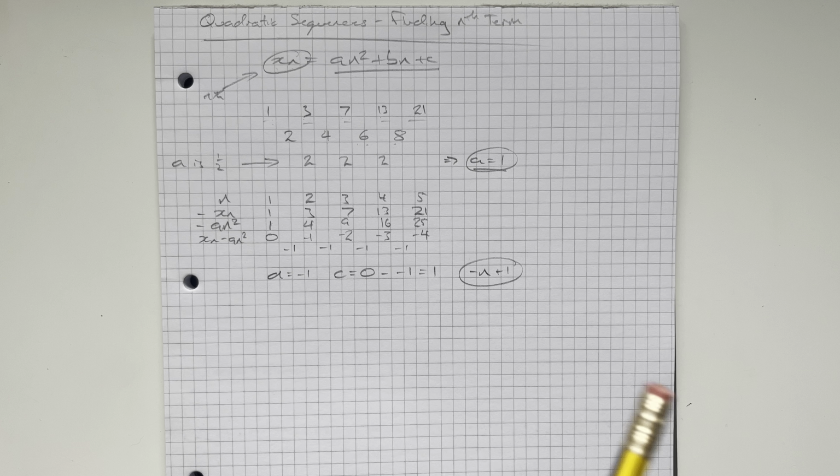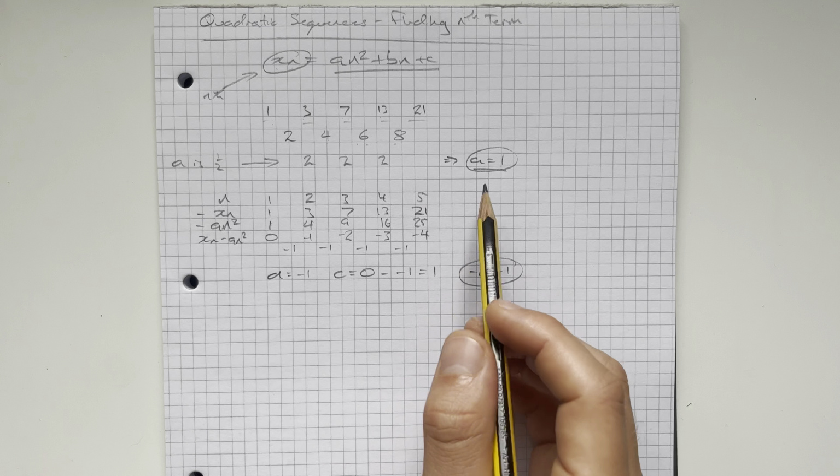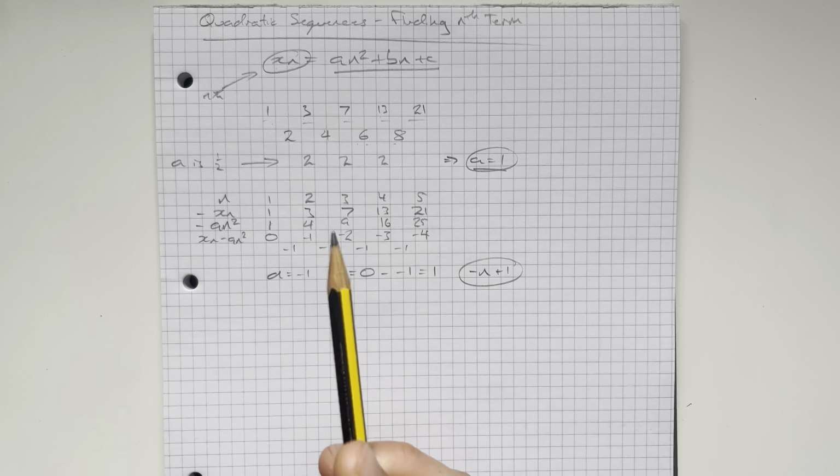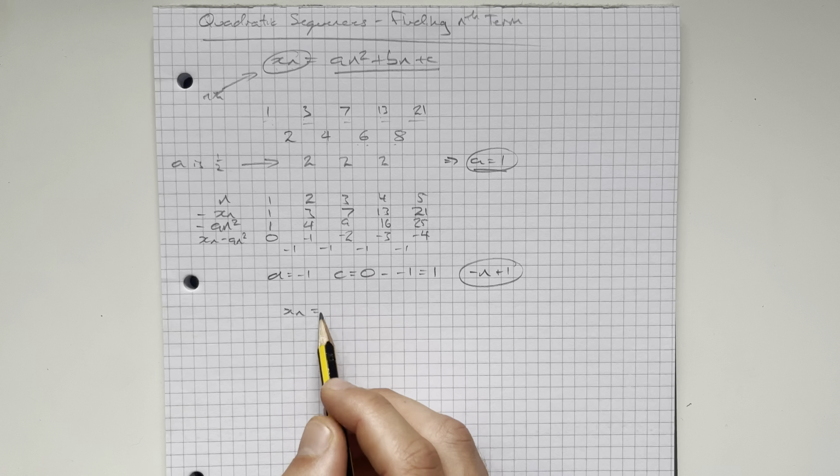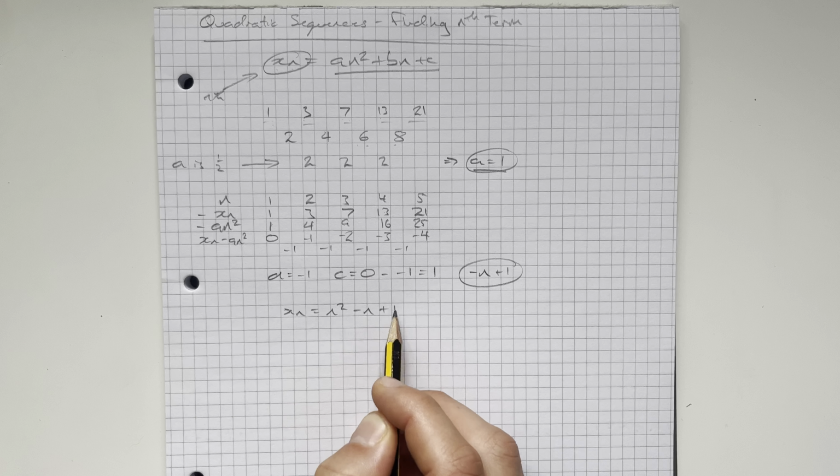So yeah, we'll add it onto this part. We know that a was 1, so it's going to be n squared. So the nth term is n squared minus n plus 1.